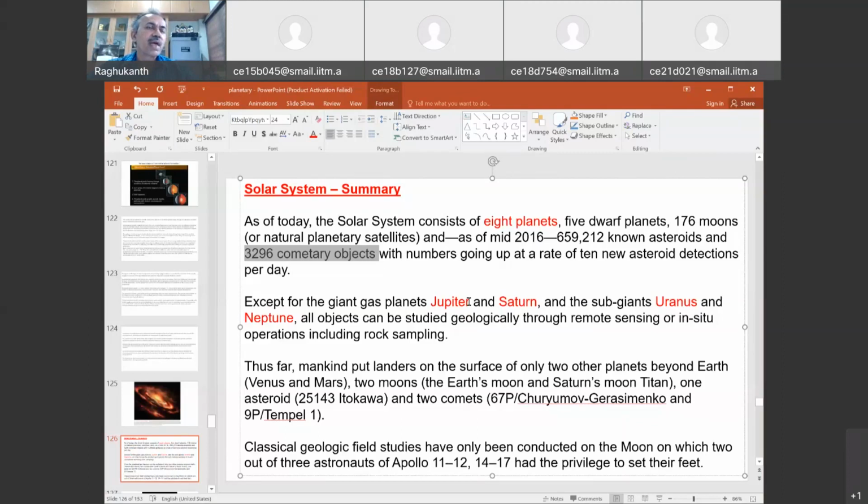Remote sensing clearly shows that there is nothing, only storms or something like that. So geologically, you can't study these four. Apart from this, you can study many others, like the Moon and the terrestrial planets, Venus and Mars. We have put landers on Venus, Mars and the Moon. Then there are Saturn's moon Titan, asteroids and comets, which spacecraft have also visited. And for the Moon, astronauts have gone, and a lot of data is available, so the geological studies are very well known.